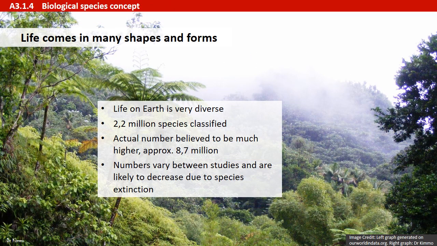It's very useful to have an international naming system to keep track of all the species, because more than 2 million species have been classified or named so far. The actual number of species is believed to be much higher, approximately 8.7 million. This is an estimate, and whatever the real number is, that number is believed to decrease in the future due to species extinction.